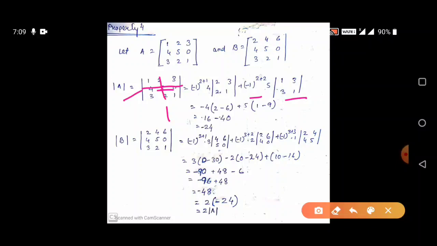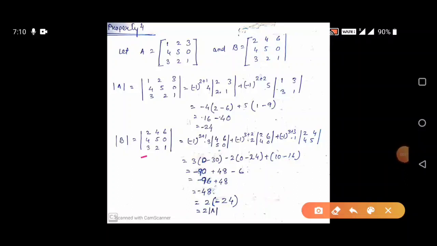After that, doing the calculation, we get minus 24. Now, let us move to determinant B. Now, we have to find determinant B, and I am expanding the determinant B along row 3. It is your choice how you are expanding. I am expanding it along row 3.